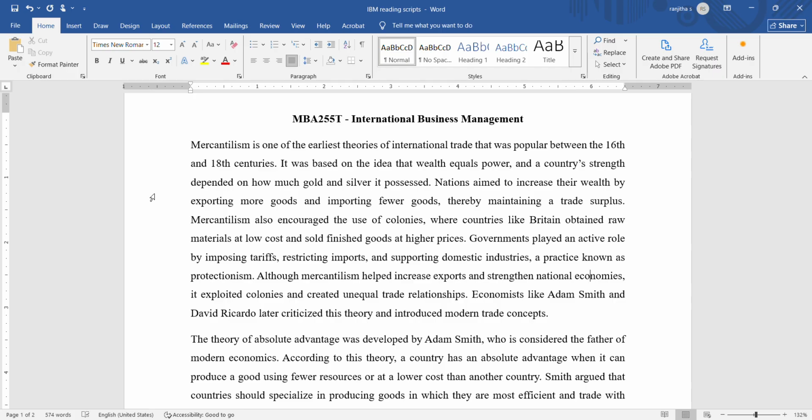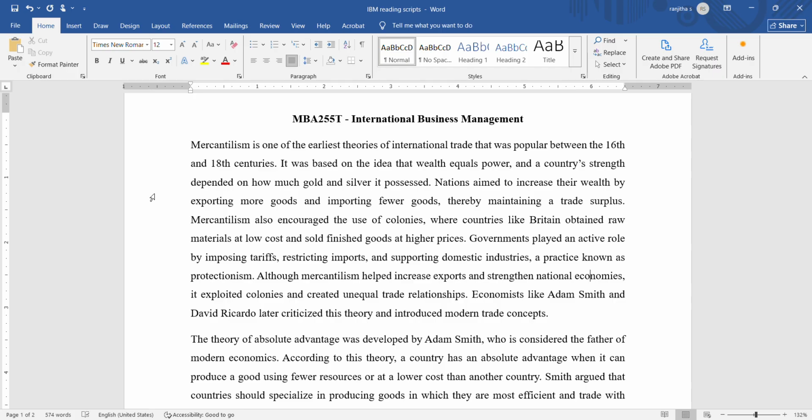Today, I am happy to share a few insights on MBA255T International Business Management. The topic is Theory of Mercantilism. Mercantilism is one of the earliest theories of international trade that was popular between the 16th and 18th century.